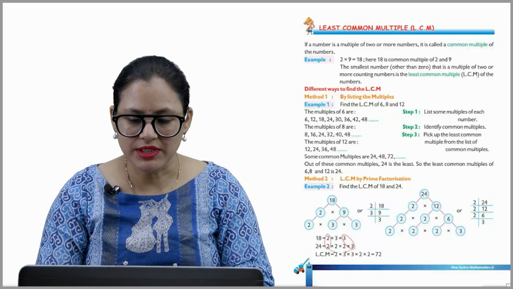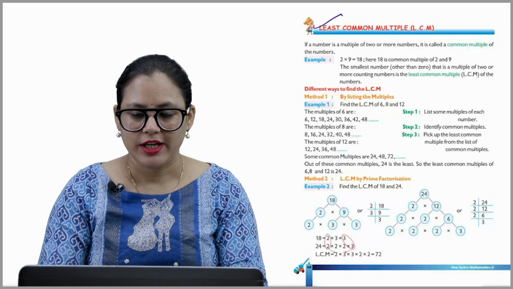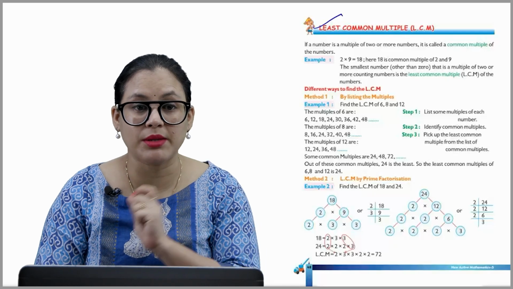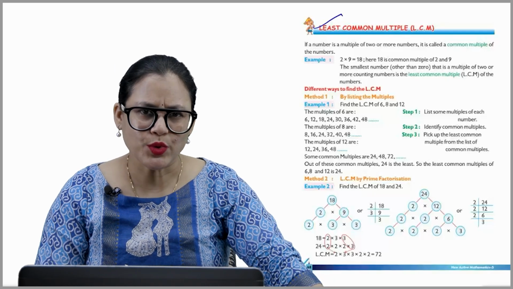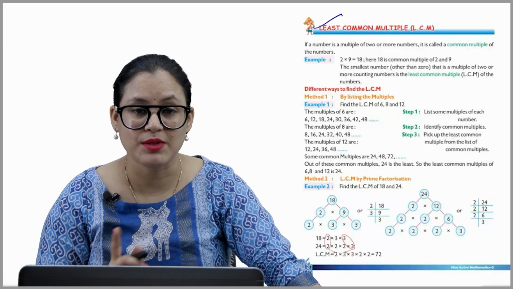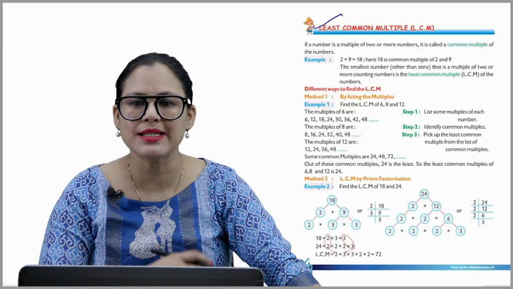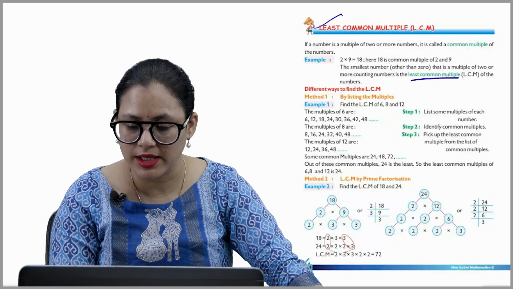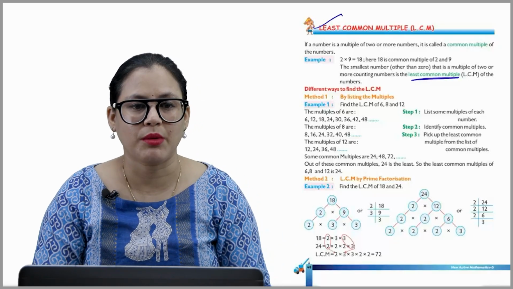Least common multiple, that is LCM. If a number is a multiple of 2 or more numbers, it is called a common multiple of the numbers. Example, 2 into 9 is equal to 18. Here 18 is a common multiple of 2 and 9. The smallest number other than 0 that is a multiple of 2 or more counting numbers is the least common multiple or LCM of the numbers.